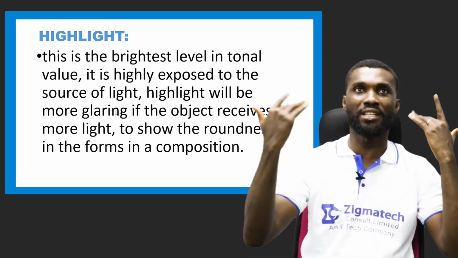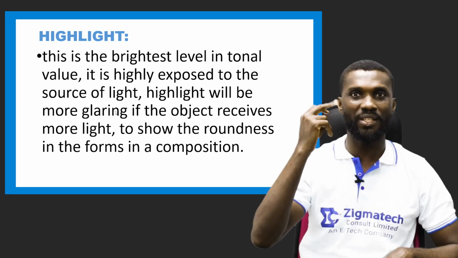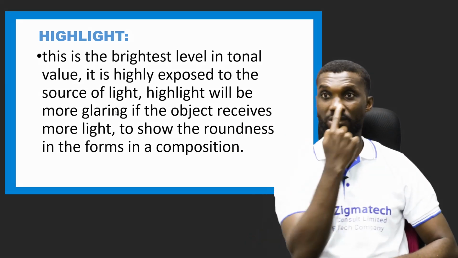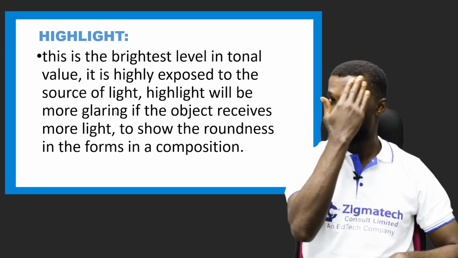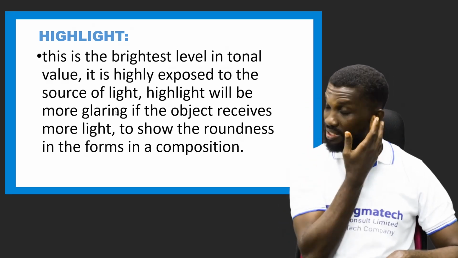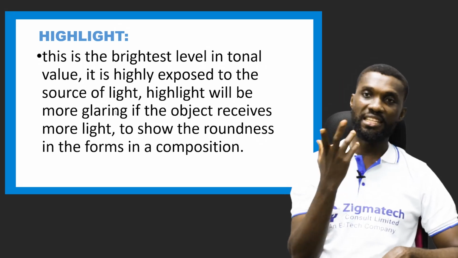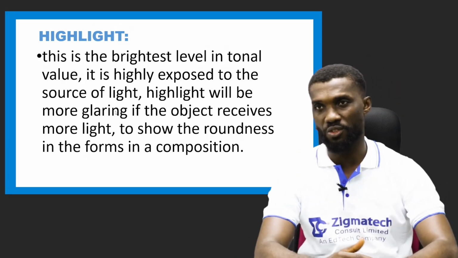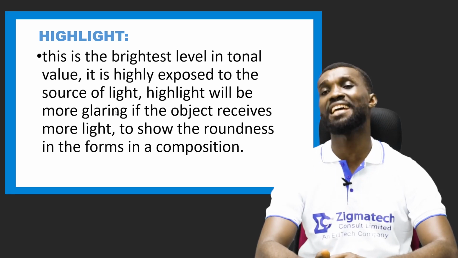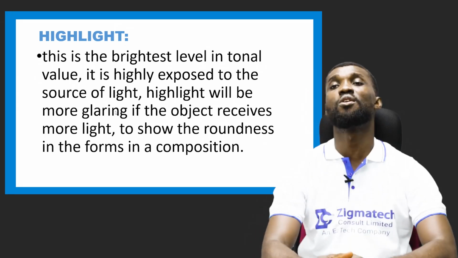Now highlight, I don't know if you're looking at my face, because of the effect of the light, you can actually pick out my highlight on my face. Most times it appears on my nose, sometimes on my chin, sometimes here, they gain the highlight. And my lips most times gain the light. All right. So the highlight is the place that is more exposed to the source of light. Highlight will be more glaring if the object receives more light.